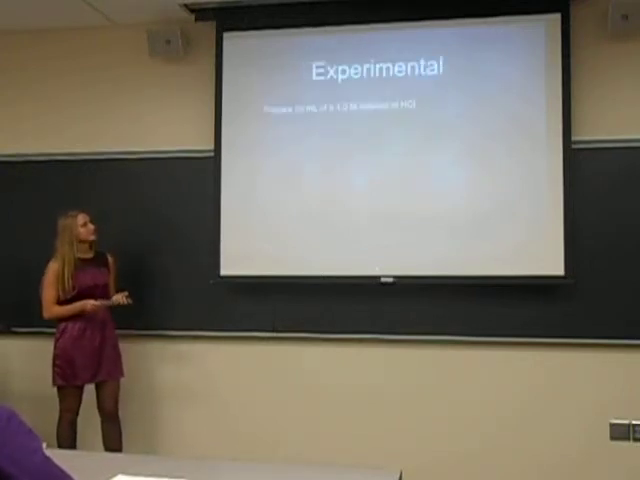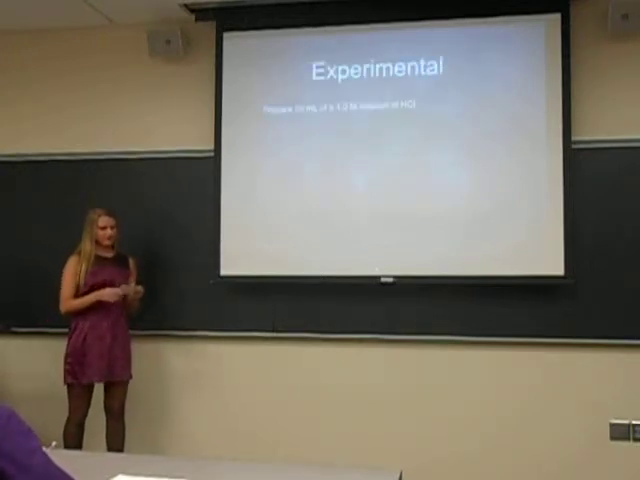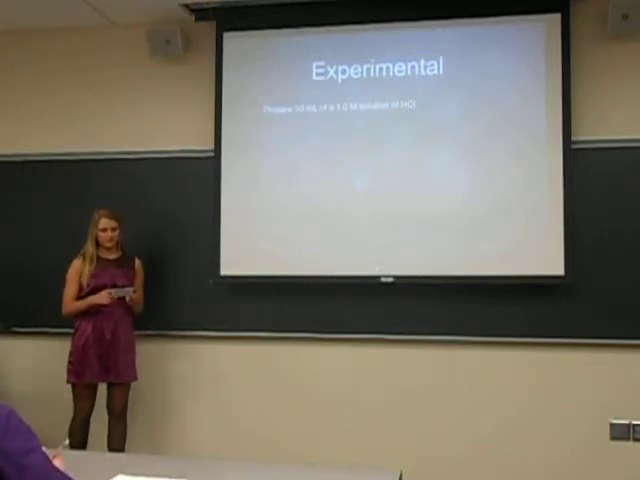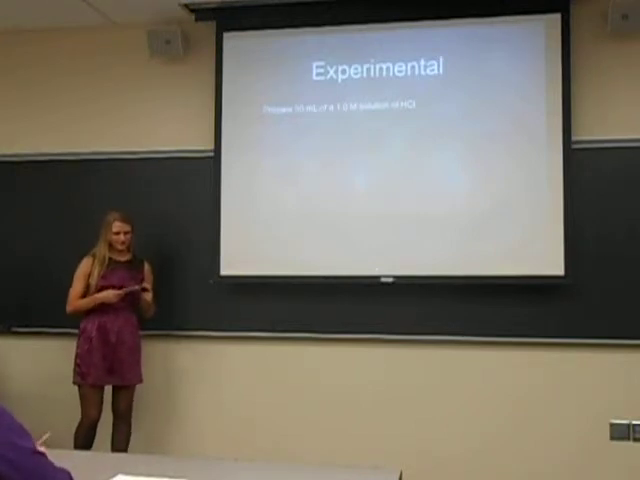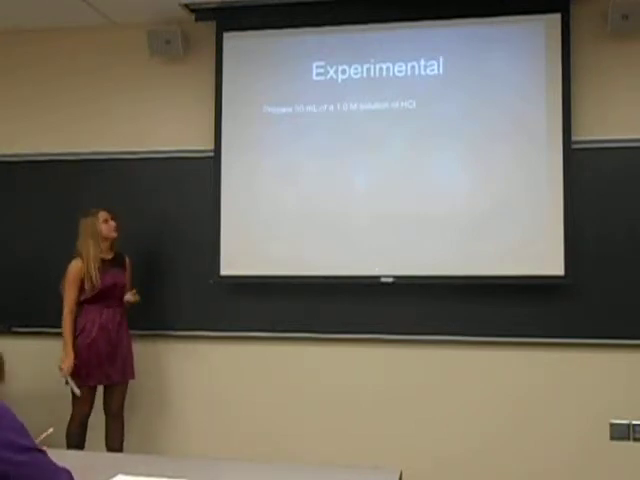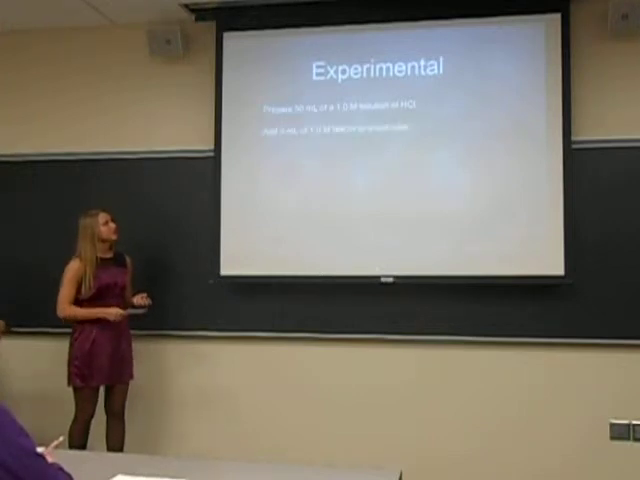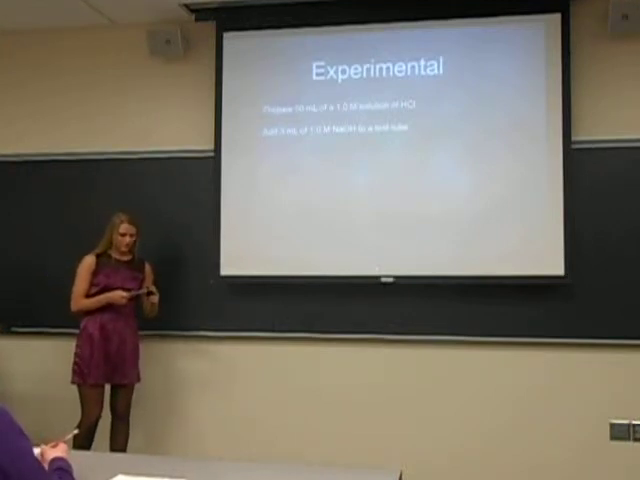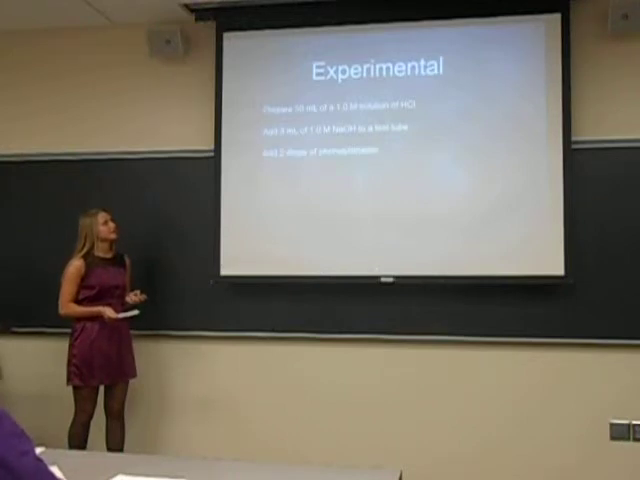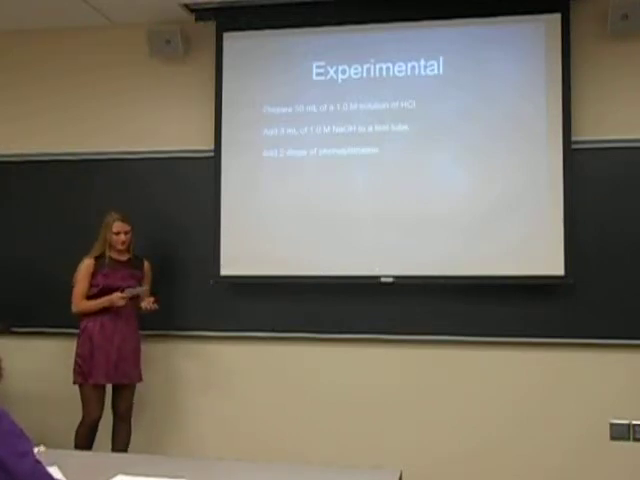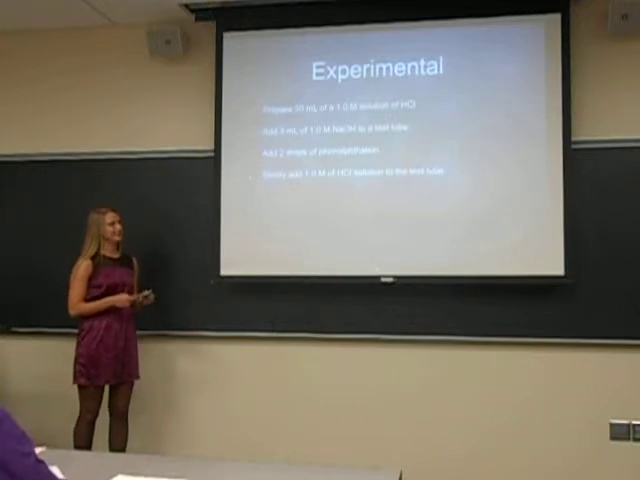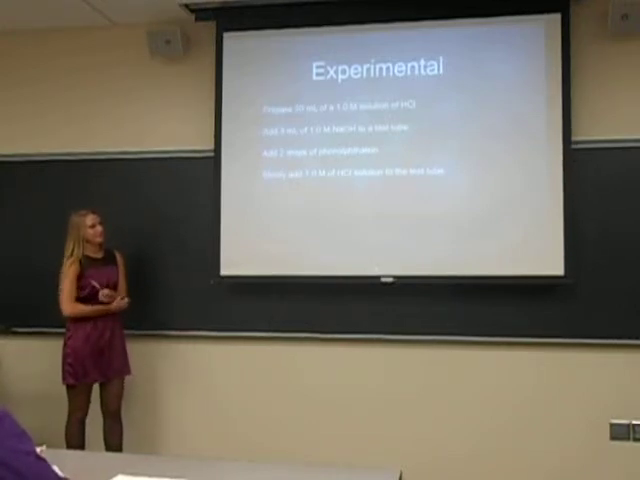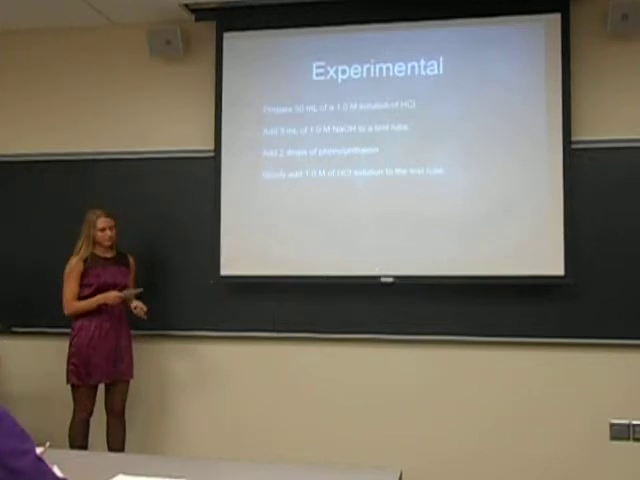So first thing we did was we prepared 50 milliliters of the 1.0 concentration solution of the hydrochloric acid, and we calculated the volume that we needed for the stock solution. And then we added 3 milliliters of the NaOH to a test tube. And then we added the 2 drops of the phenolphthalein. And then we slowly added the hydrochloric acid. And then once the color started to change, we stopped adding it.